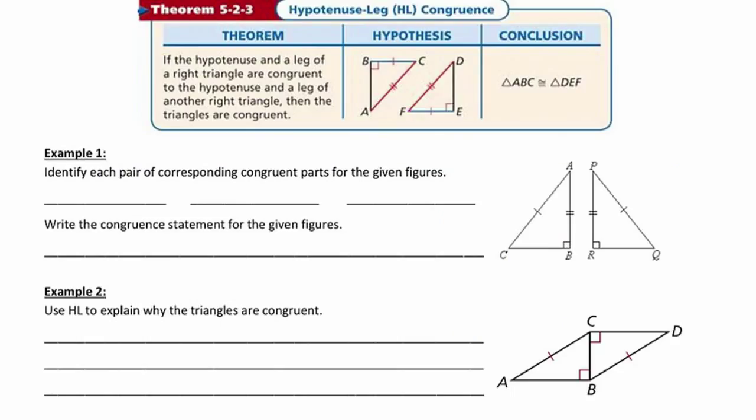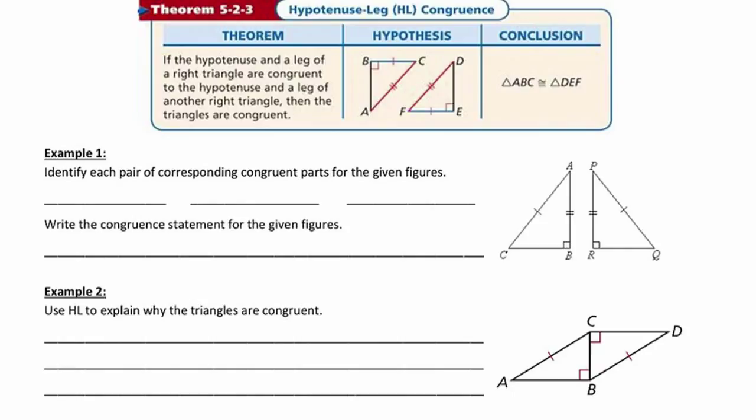The next congruency that we are going to be learning about is the hypotenuse leg congruency. The theorem states that if the hypotenuse and a leg of a right triangle are congruent to the hypotenuse and a leg of the other right triangle, then the triangles are congruent. So for example 1, we're going to identify each pair of corresponding and congruent parts for the given figures.